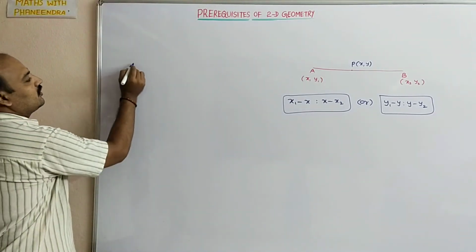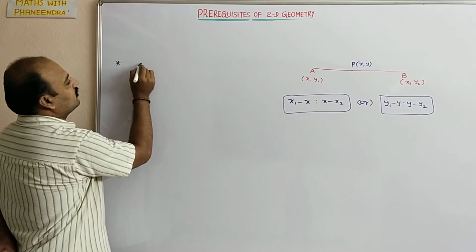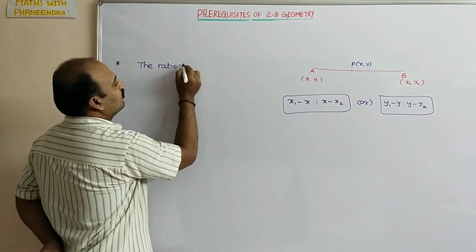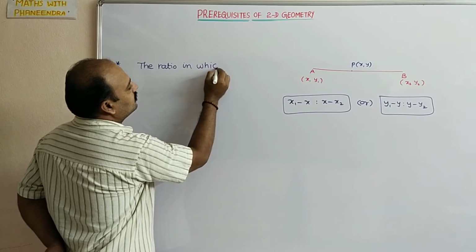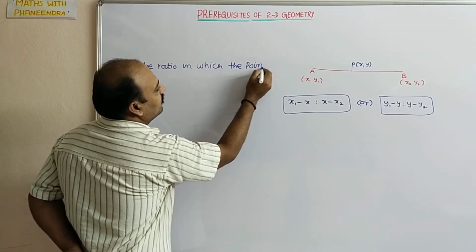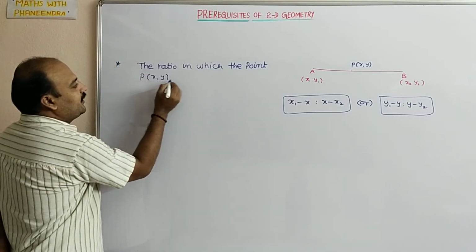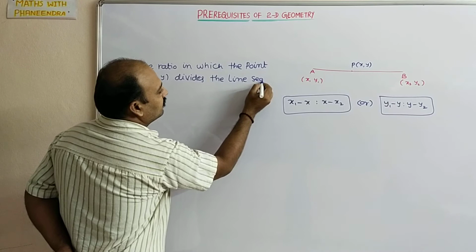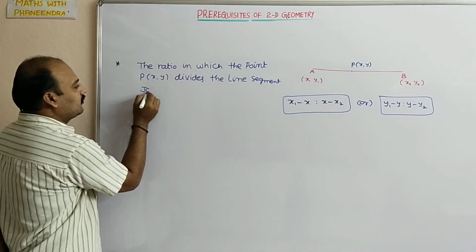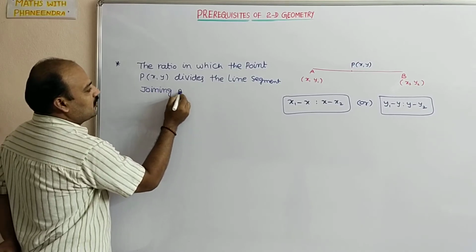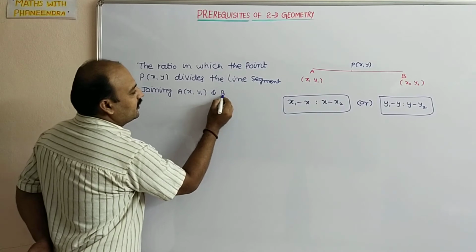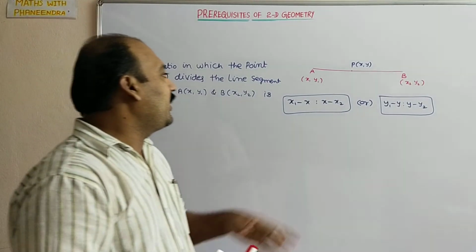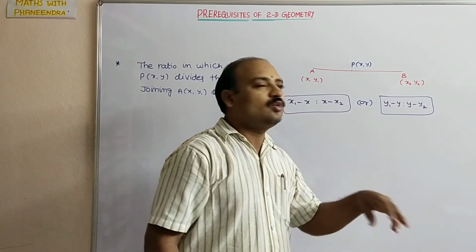So what you have to write here? The ratio in which the point P of x, y divides the line segment joining A of x1, y1 and B of x2, y2 is x1 minus x is to x minus x2, or y1 minus y is to y minus y2.